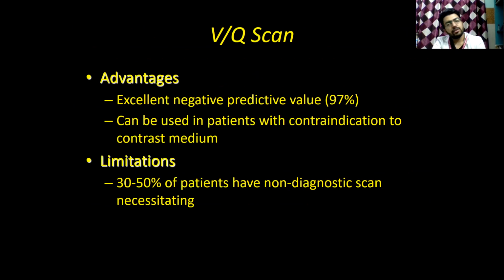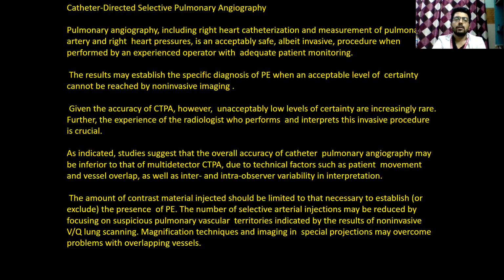VQ scan, what are the advantages? Excellent negative predictive value, 97%. Can be used in patients with contraindication to contrast medium. It has certain limitations, like 30 to 50% of patients having a non-diagnostic scan. Given the accuracy of CTPA, however, unacceptably low levels of certainty are increasingly rare. Further, the experience of the radiologist who performs and interprets this invasive procedure is crucial.